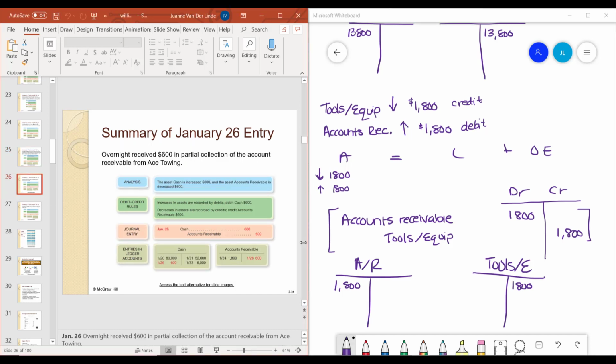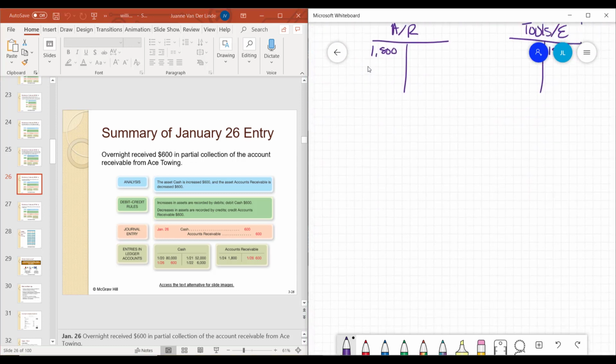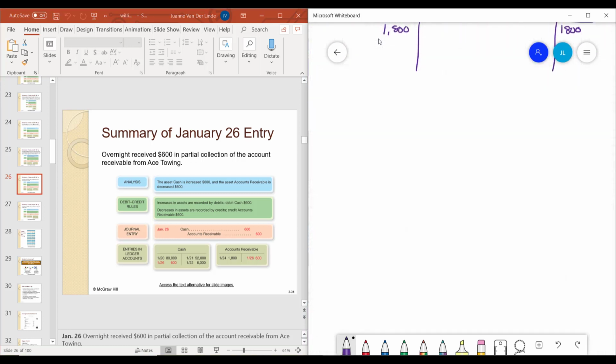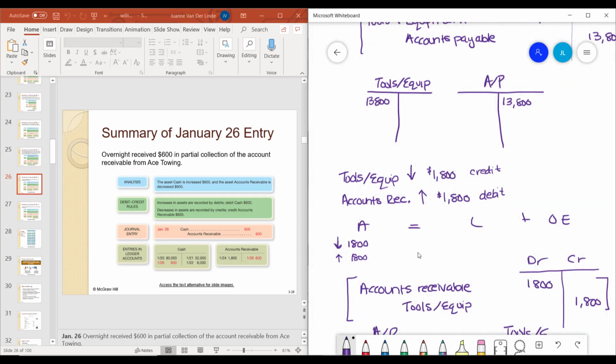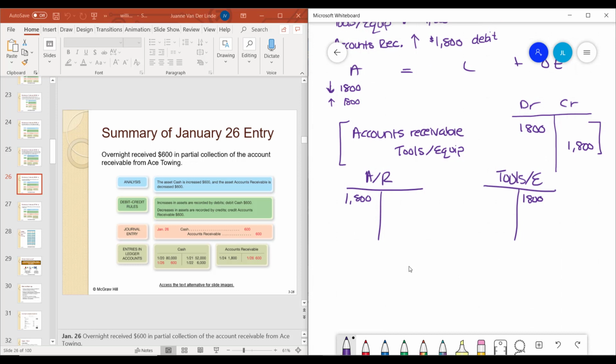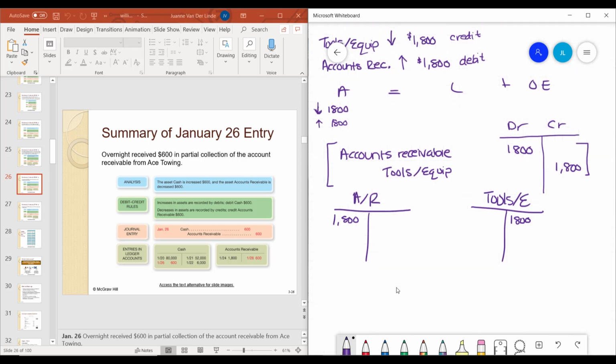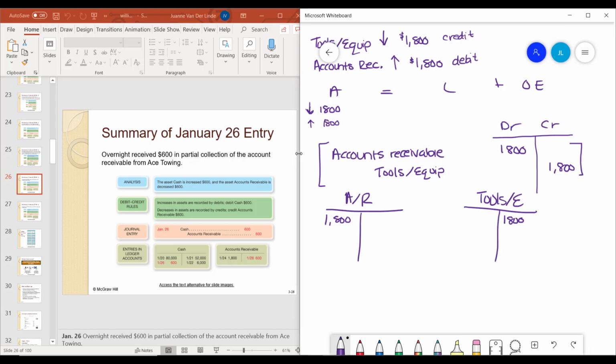Okay, next one. Overnight received $600 in partial collection of the accounts receivable from Ace Towing. So remember, just now we sold some of those tools to Ace Towing, and they owe me $1,800, right? I'm waiting for that $1,800 to come to me. But they didn't pay me right away. But now, on January 26th, they're paying off part of that $1,800 that they owe me, so they're paying me $600 now.